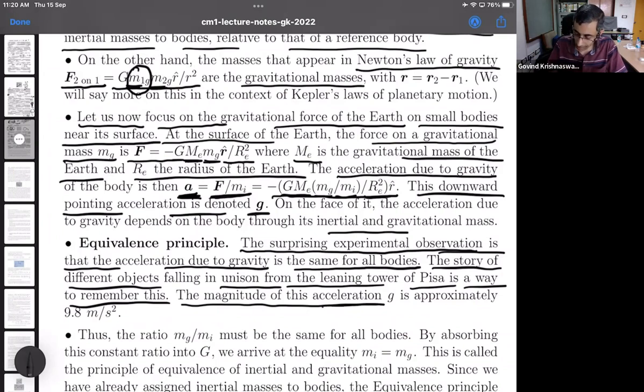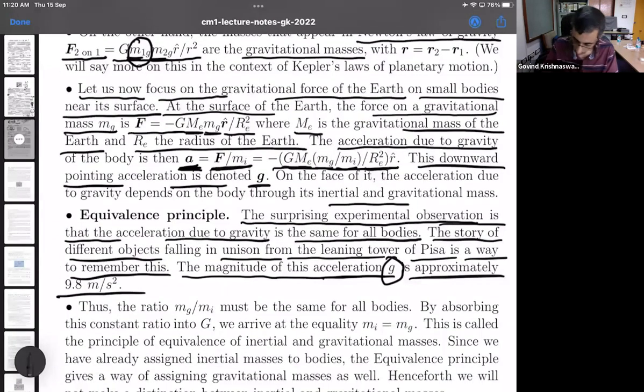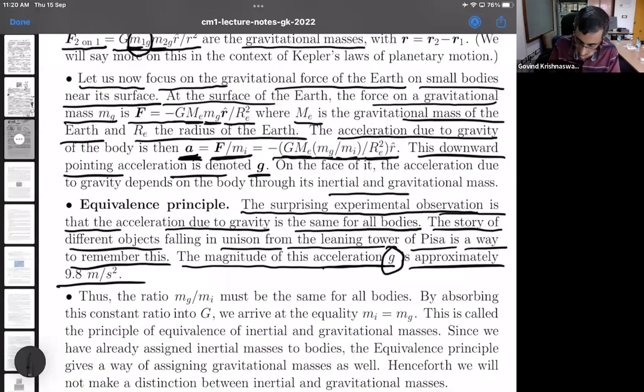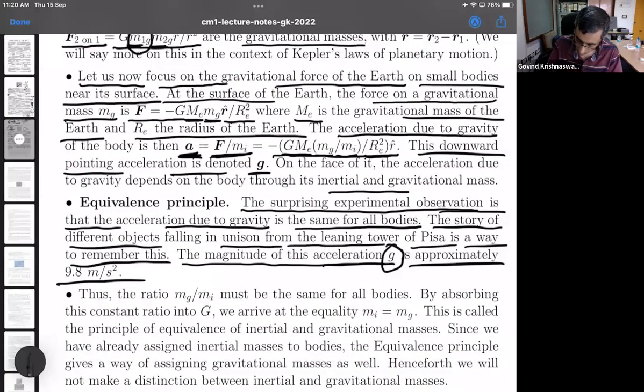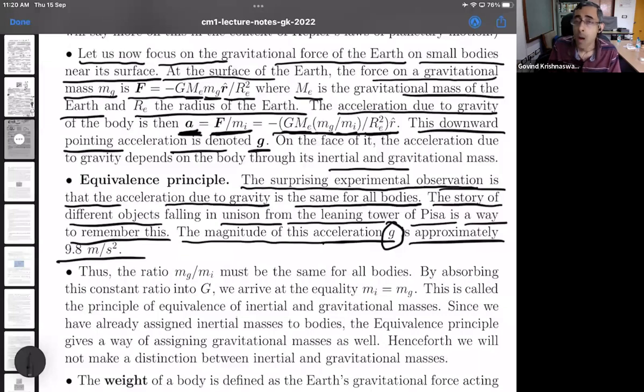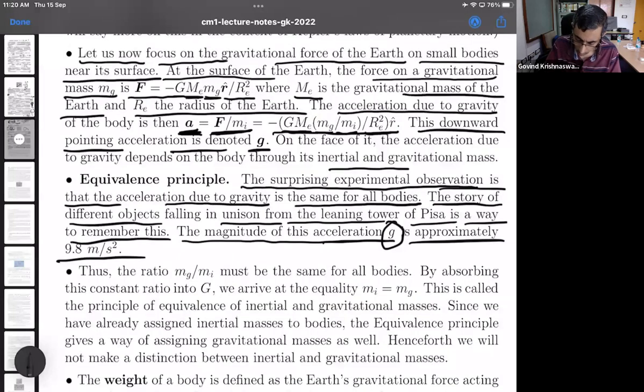So the magnitude of this acceleration is called small g, without the boldface, and is approximately 9.8 meters per second squared. Okay, so these are the experimental observations. Now let us combine it with Newton's law and see what we can say. What we have observed is that this acceleration a, which has now been called g, is the same for all bodies. That is, it is independent of the body.